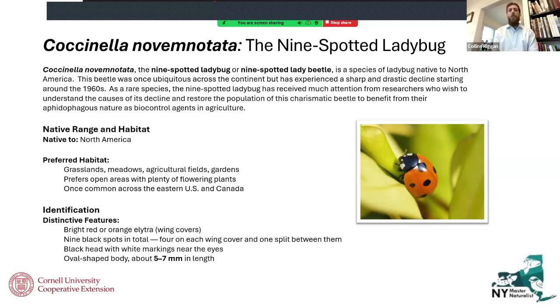This one, just like the rest, lives in grasslands, meadows, agricultural fields, all the normal places it likes to dwell. This is a very stereotypical species with its coloring and its spots. It has 9 spots in total, 4 on each wing, and then you see the one here in the middle. They're going to be 5 to 7 millimeters in length. And they're normally going to have a very black head with these 2 outer white markings.